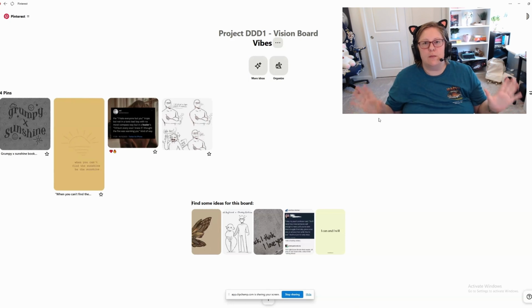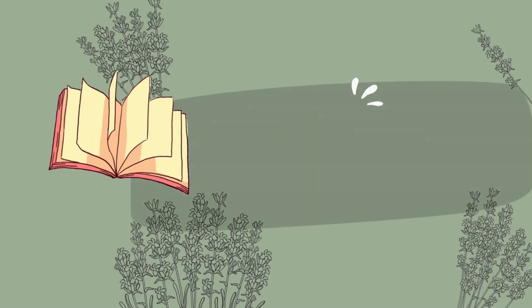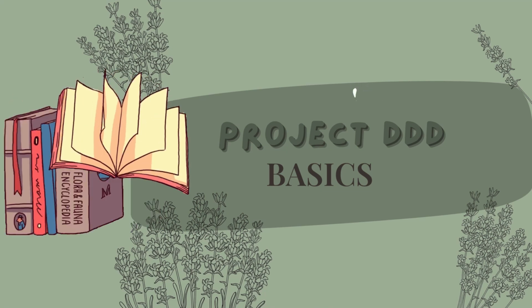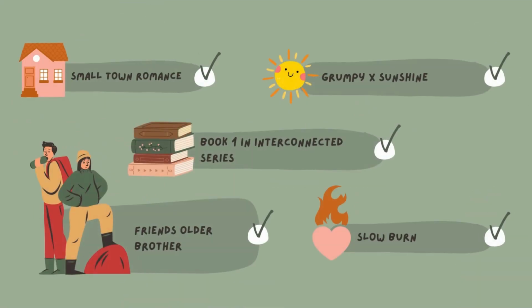So to begin with, let's talk about what Project DDD is, why I have DDD1 here, and basically all the basics about Project DDD. So the big one, why it's called DDD1, is that yes, it is book one in an interconnected standalone series. So there's going to be 3 books ideally for this series. This will be book one, and they're going to be interconnected, but they're going to be standalone. So you can read them on their own, but the world is going to be connected. So that's the reason why it's called DDD1.